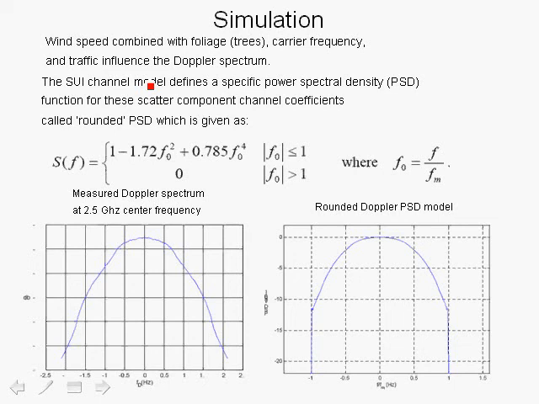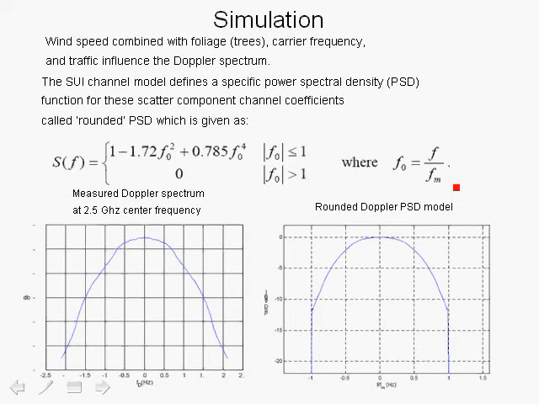That's a whole different model that's used in the Doppler modeling over here, which is due to actual motion of trees and vehicles in the vicinity of the area. And this is based on empirical measurements. For example, here we show the empirical measurements at 2.5 gigahertz.